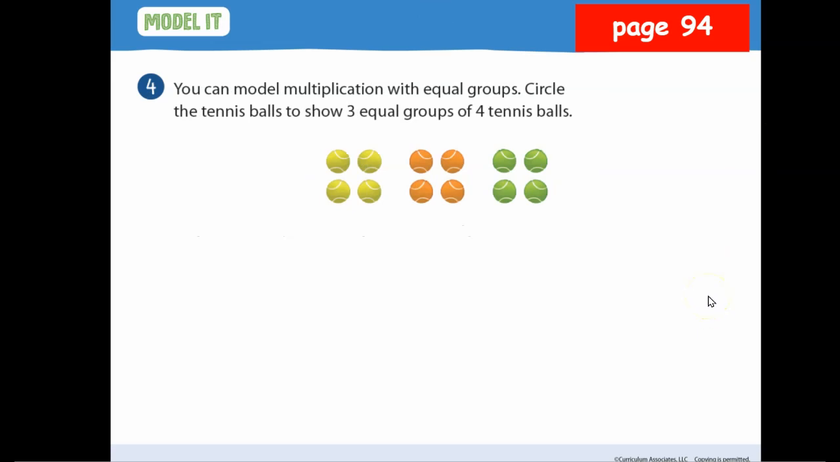Okay, you can model multiplication with equal groups. Circle the tennis balls to show 3 equal groups of 4. All right. Let's see, here's one group. Here's another group. And here's another group, because my instruction says to circle the tennis balls in groups of 4. Okay. That's it. Let's keep going.